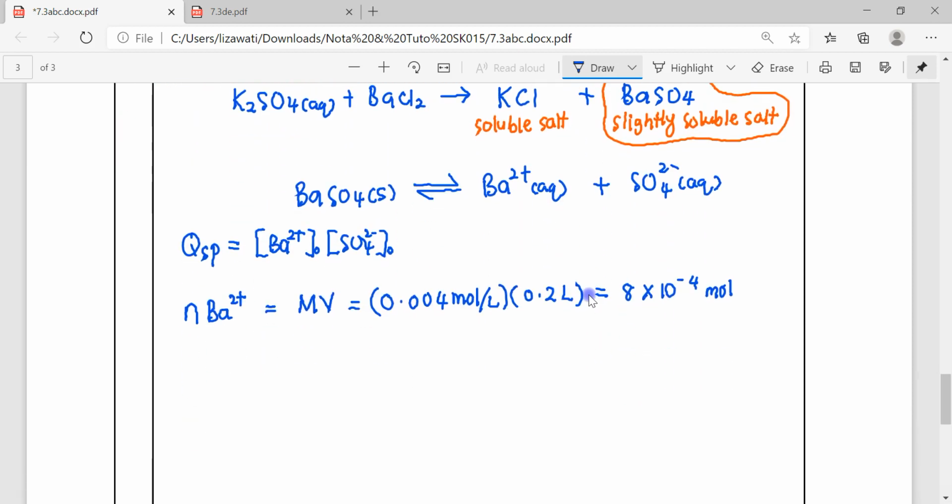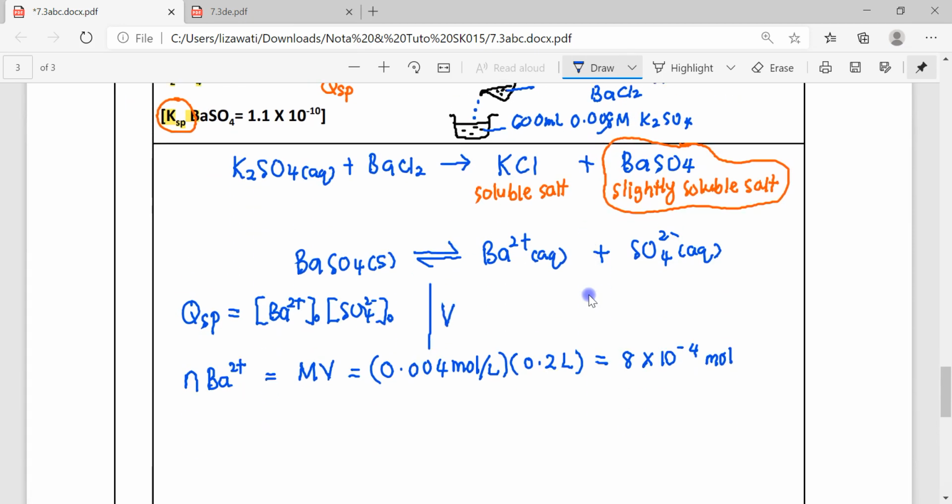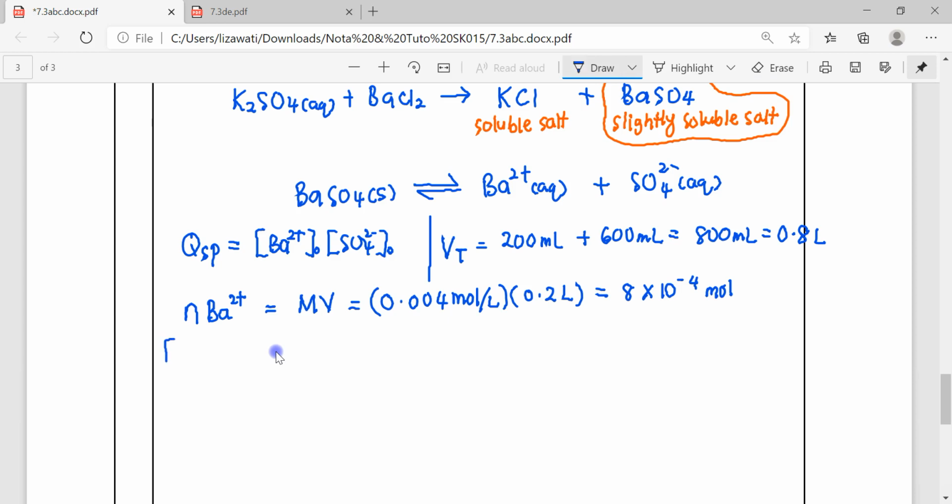Now we calculate the molarity, so we have to calculate the total volume. We have 200 ml plus 600 ml, so we get 800 ml for the total volume, converted into liter, 0.8 liter. Now we can calculate the concentration of barium 2+ ion: mole over total volume. The mole is 8 times 10 power of negative 4 mole, and the total volume is 0.8 liter. From here, the concentration of barium 2+ is 1 times 10 power of negative 3 molar.